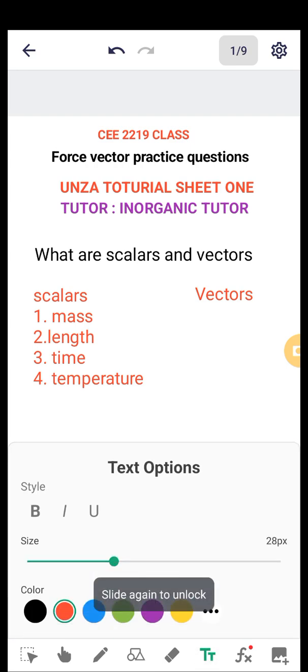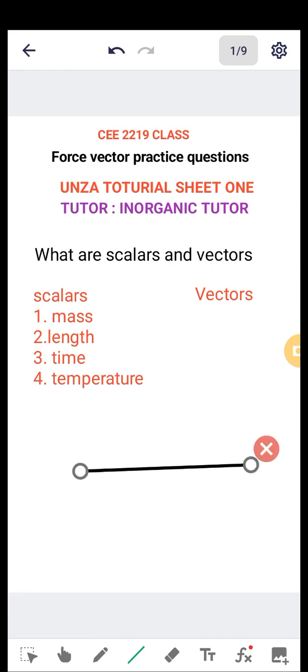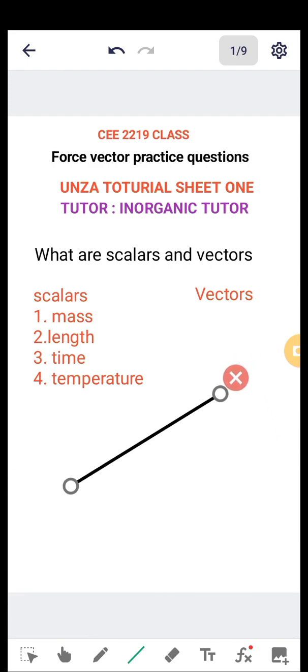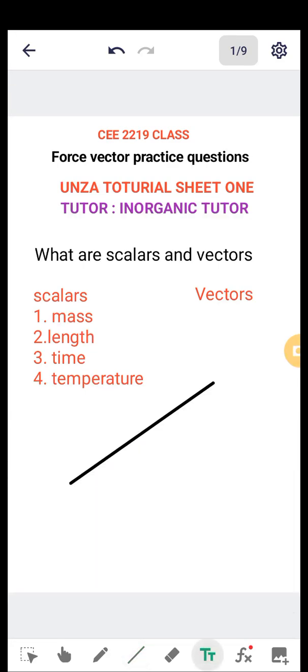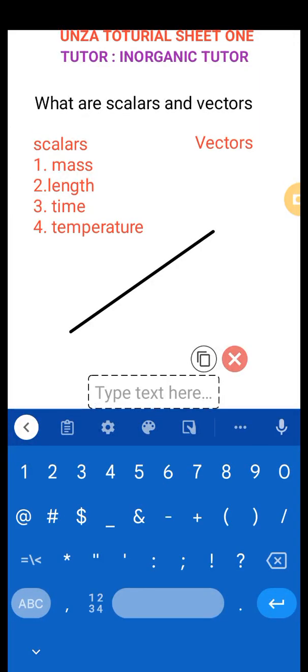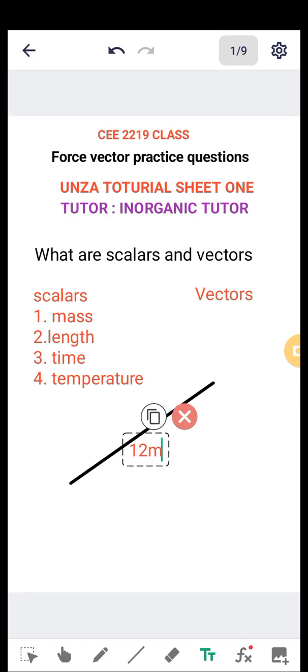Let me put it in this way, just a minute. So you've been given this, and it is a force, or let me say maybe it's a displacement. You've been given the length, to say this arrow has a length of maybe 12 meters. So this is 12 meters. Now when we say magnitude, we are referring to this value. This is the magnitude. In simpler terms, we're saying the length of this arrow.